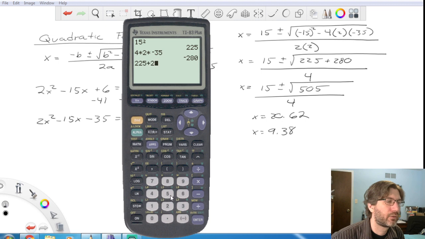225 plus 280 gives me 505. Square root of 505 gives me that. 15 plus that gives me that. Divided by 4 gives me 5.6. Why is that different?